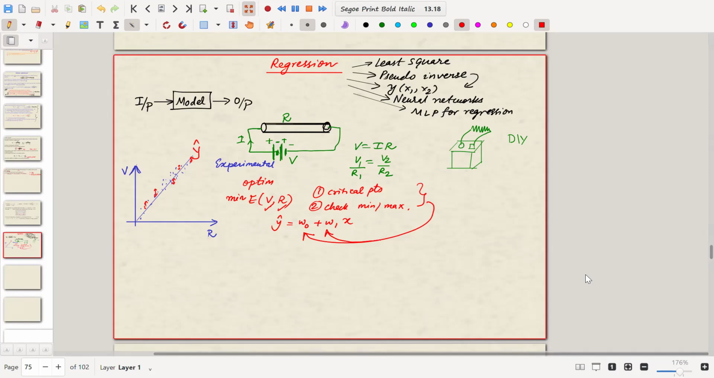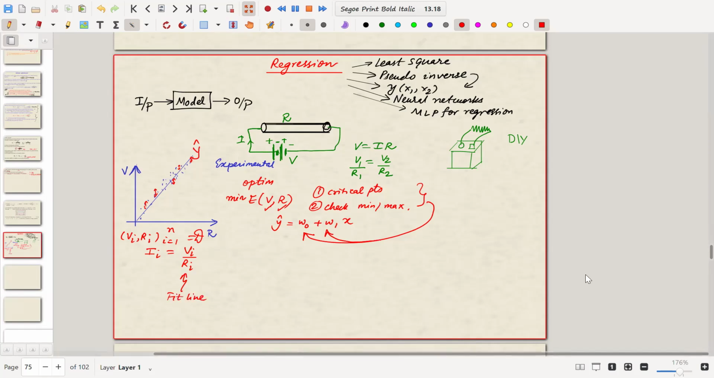But actually, suppose you have n observations (V_i, R_i), with i equals 1 to n, and this is the data set D. How do you compute I? If you find the straight line equation, it will be I equals V_i by R_i. Of course, this is the regression. This is the fit line.